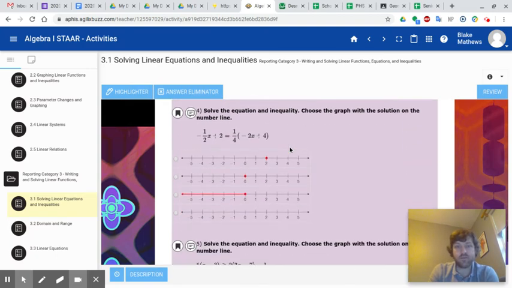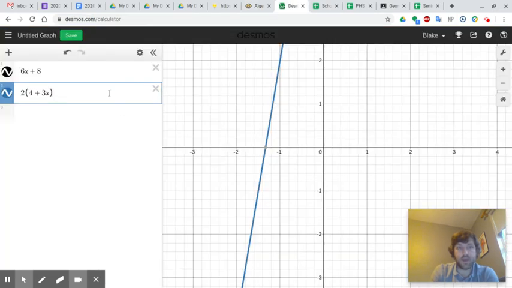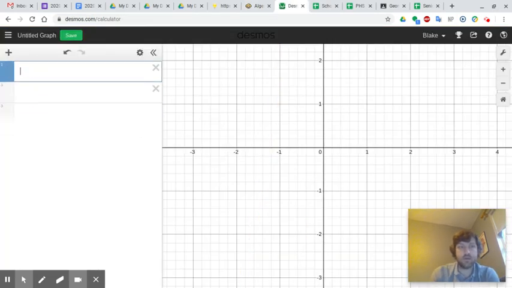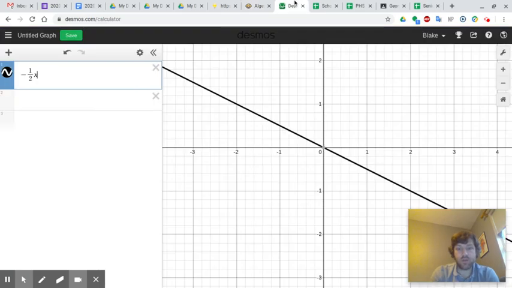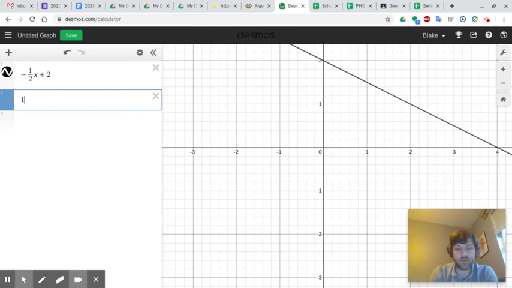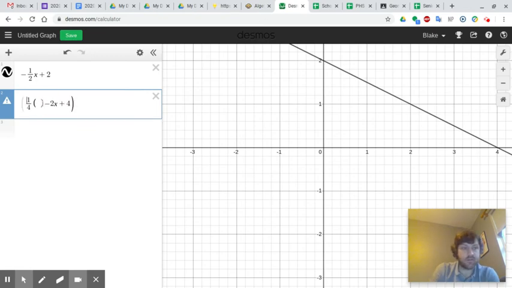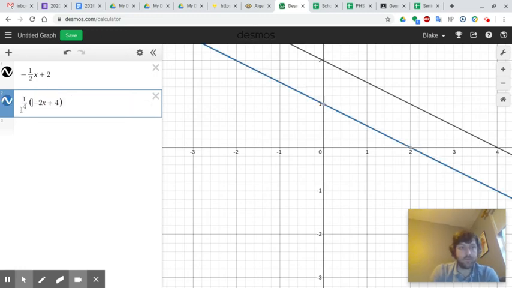Now this one's going to be a similar idea, but let's go ahead and type it in. Let's delete what we have. And we have negative 1/2 x plus 2. And then we go into our next one, and we have 1/4 parentheses negative 2x plus 4. Oh, I messed up. Let's go back here and try to fix this. There we go. Get it to look like that.